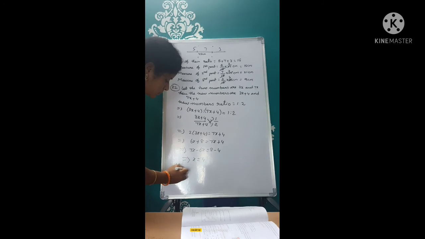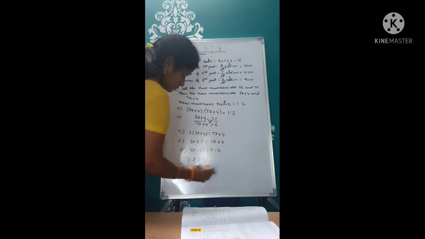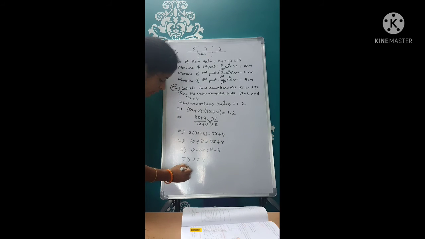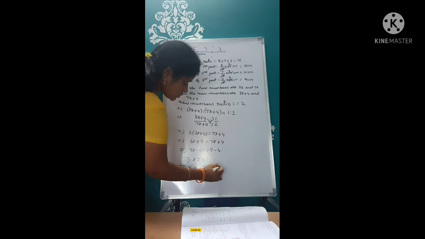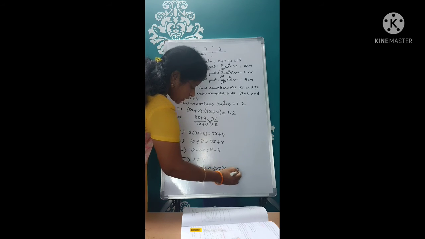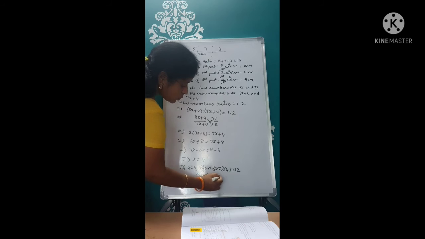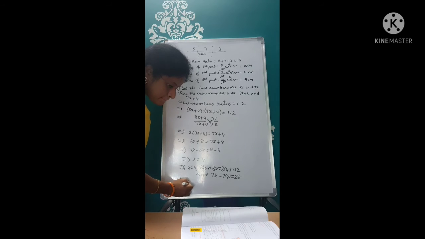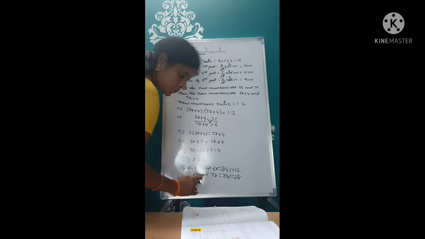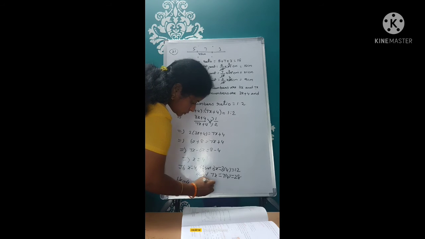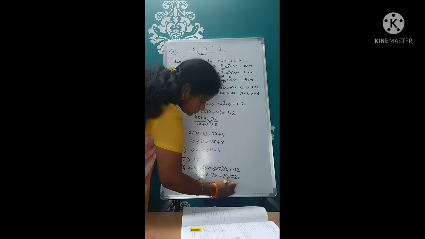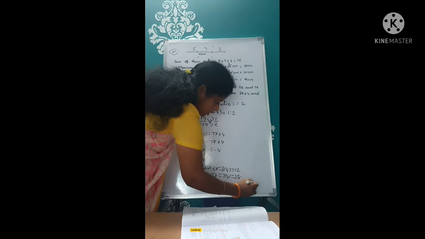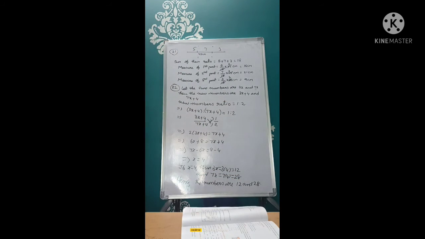Find the numbers. Hence, if x equals 4, then 3x equals 3 times 4 equals 12, and 7x equals 7 times 4 equals 28. Hence the numbers are 12 and 28.